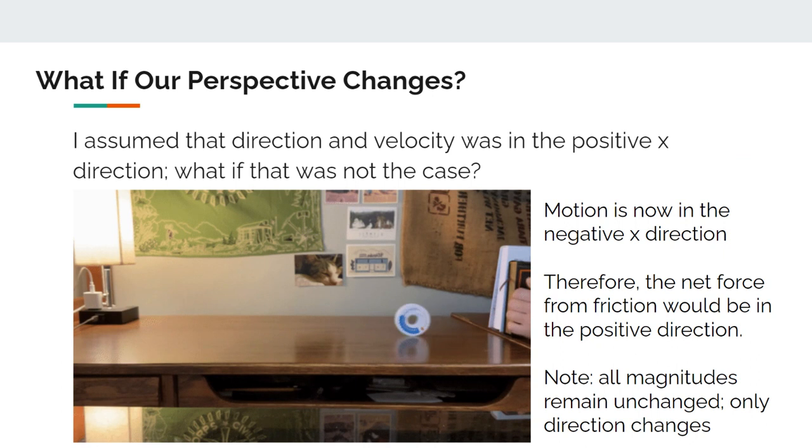So what if we instead put it in reverse? So we go from right to left, meaning our motion is now in the negative x direction. Well, that won't actually change anything besides the direction. The magnitude is all still the same, so we would still have a non-zero net force, as we said before, but it'll be in the opposite direction.